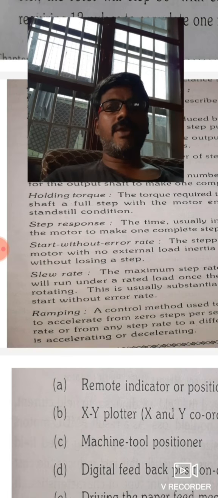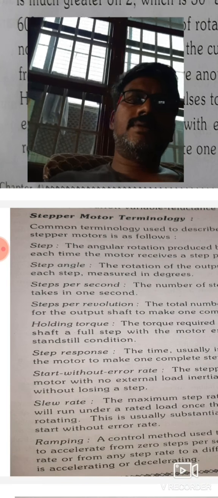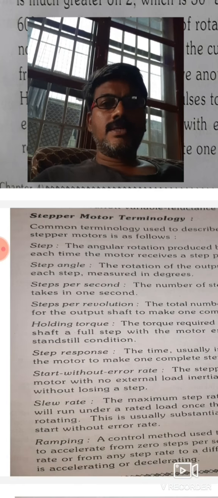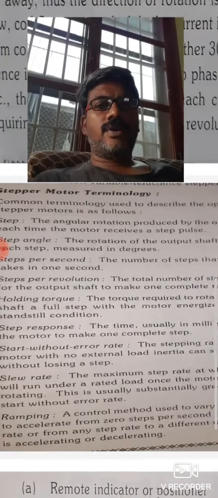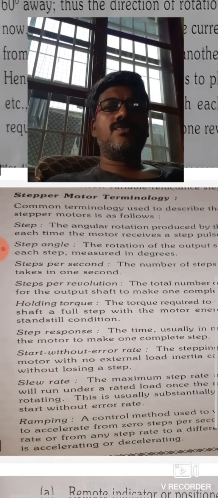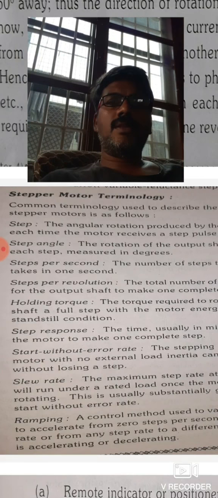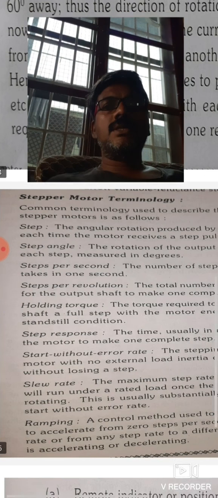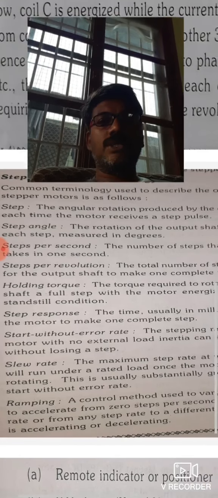Is known as ramping. So these are the terminology we will use in stepper motors. One is a step. Step means the angular rotation produced by the output of the shaft each time the motor receives a step pulse. What is the step angle? The rotation of the output shaft caused by each step, measured in degrees, is known as a step angle.